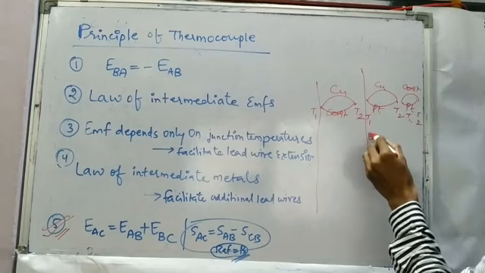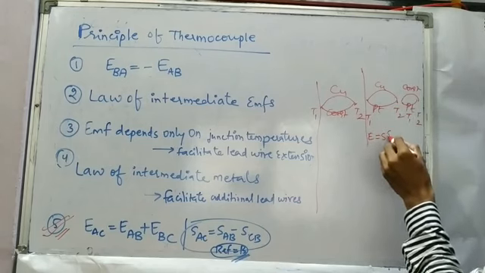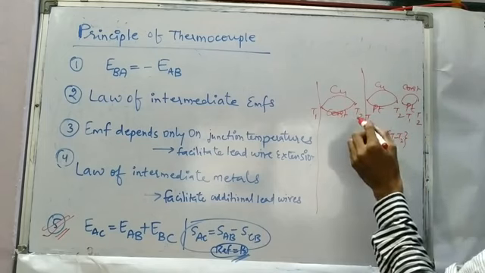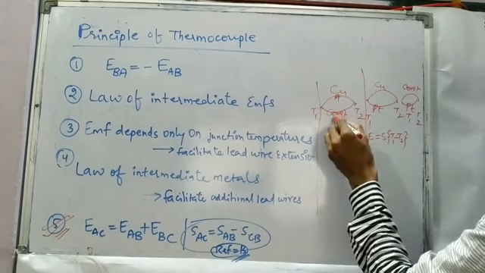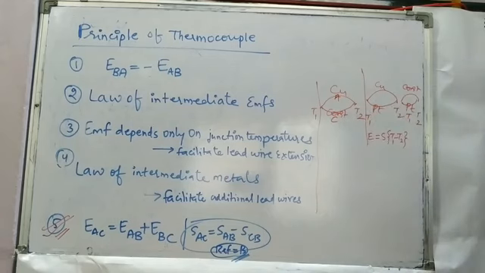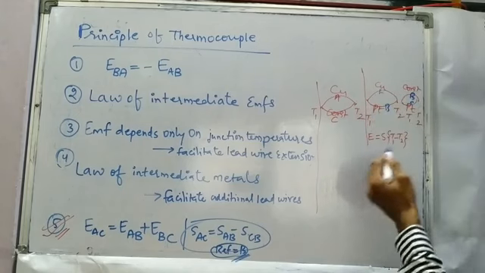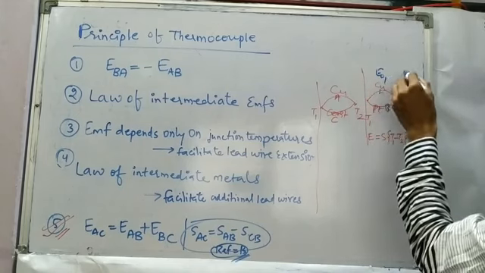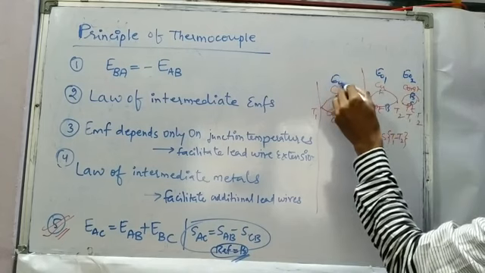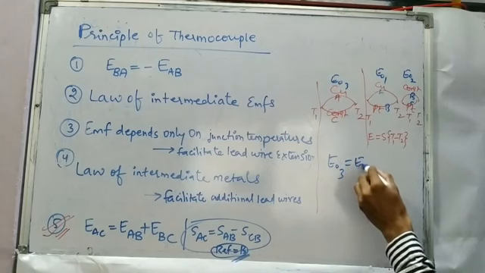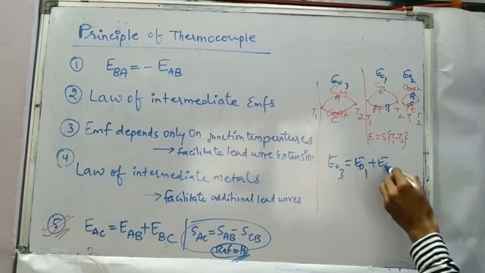So the output voltage is going to be sensitivity into T1 minus T2, sensitivity of this is A and this is C, but I am using one intermediate in between. Instead of AC we are using AB and BC. So this is E01, this is E02, and this is E03. So from the law of intermediate EMF we know E03 is going to be E01 plus E02.